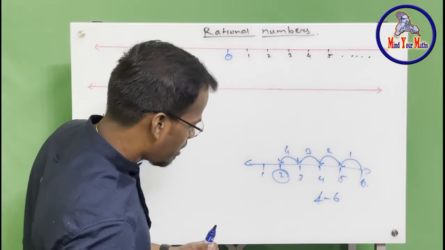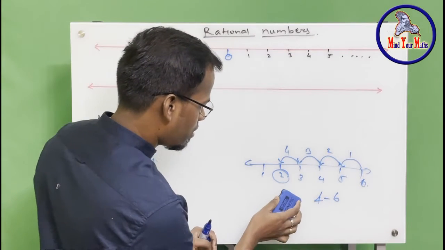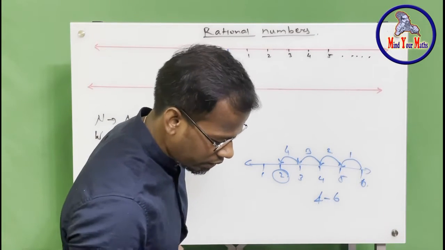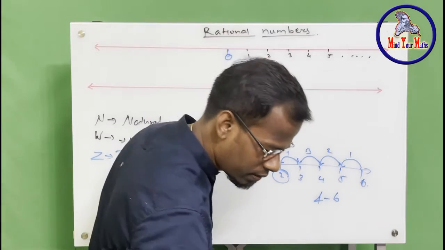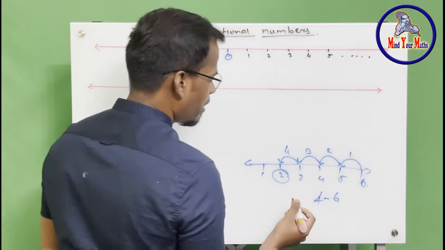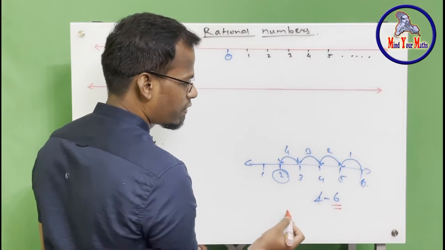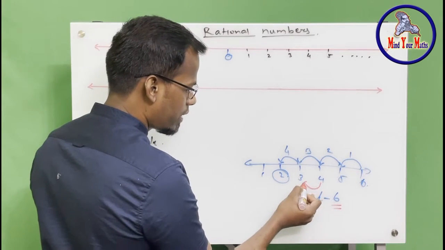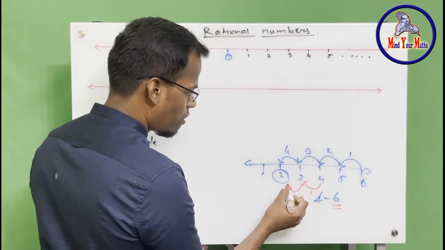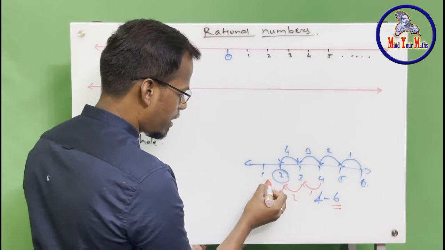Let me use a different color. You see here, the 4 is here. We need to subtract 6 from 4. We go 1 point, yeah, 1, and then we go 2, then we go 3.